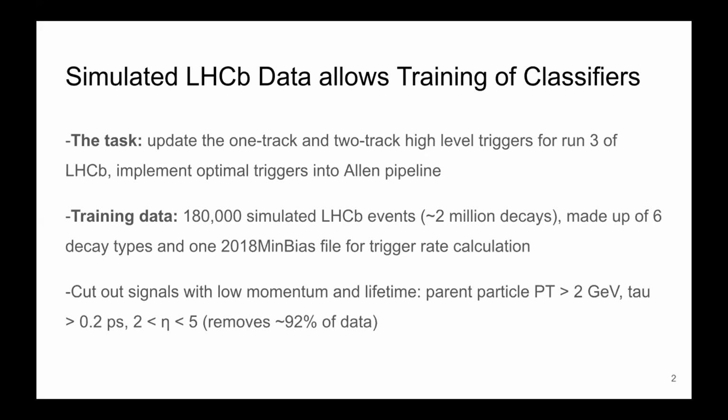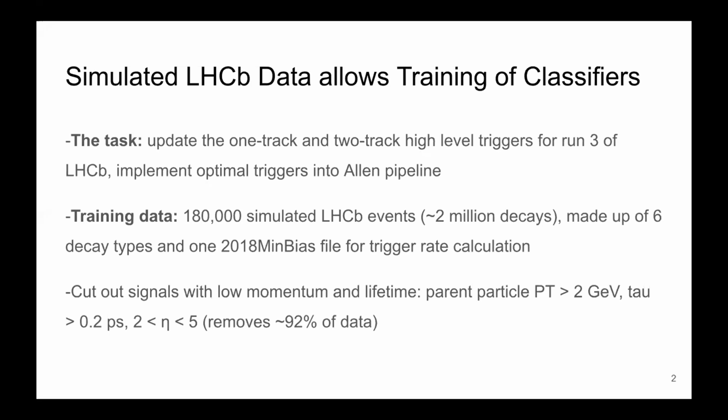The training data that we have to accomplish this is about 180,000 simulated LHCb events. That's about 2 million individual decays in total. We have 6 different decay types and then one 2018 min bias file that's meant to contain data that's representative of what we actually record when LHCb is running. We can use this last file just for efficient trigger rate calculation.